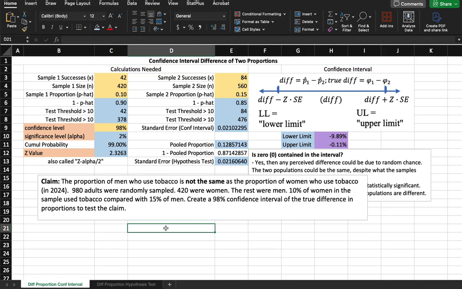Usually you're asking some kind of question about whether two proportions are different or not. So we're going to be building a confidence interval on the difference between two proportions using this claim that's given here, so we actually have some data to look at. Also keep in mind that this video is going to be split into two videos because it just takes a while to get all these formulas into your spreadsheet. So this is part one of two videos on the confidence interval of the difference of two proportions.